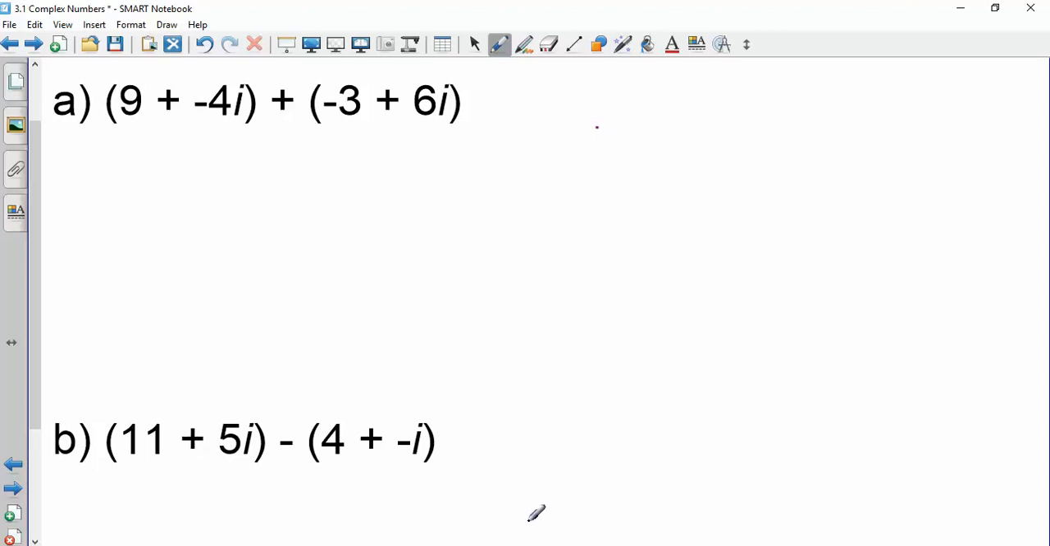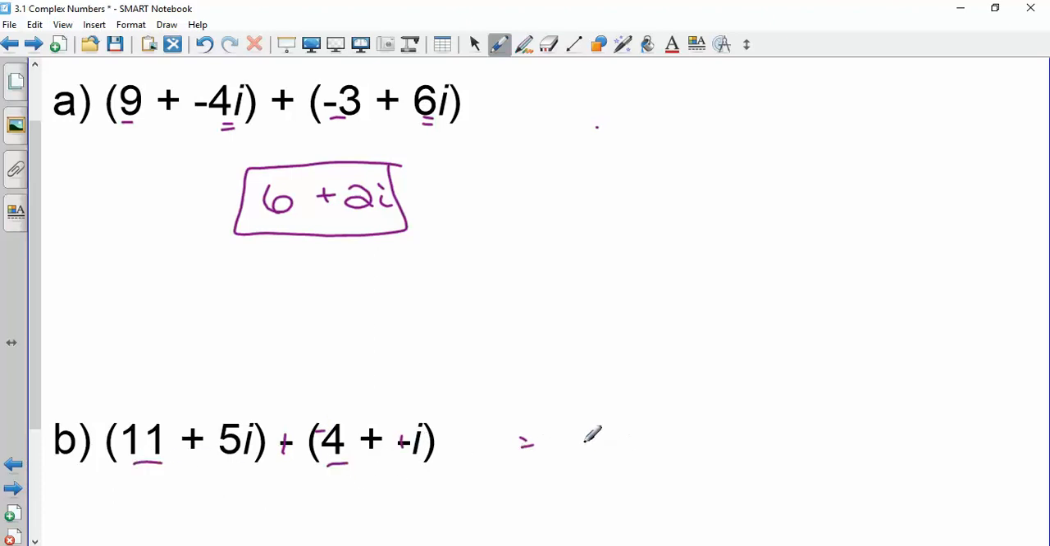Okay. So if we add 9 plus negative 3, we get 6. Negative 4i plus 6i is plus 2i. So first one, 6 plus 2i. Second one, distribute the negative. So add like terms, 11 plus negative 4 would be 7. 5i plus i plus 6i. Are we okay with adding and subtracting?